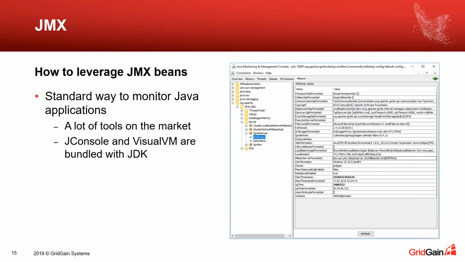How do you use JMX beans? So again, this is the standard way to monitor Java applications. There are a lot of different tools out there, from the very simplistic to very complex monitoring systems. A couple of the easiest ones that will help you check the state of a running cluster are JConsole and VisualVM, which are bundled together with the standard JDK. And on this slide, you can see JConsole showing some Ignite beans.